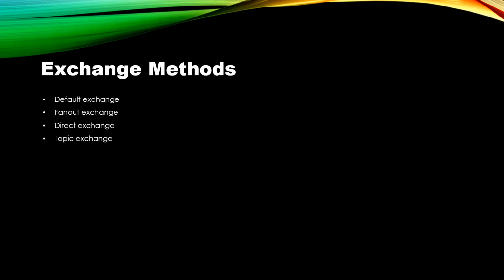Alright, now that we understand the basic components of RabbitMQ, all the required components that go into sending a message, we need to talk about how the message is chosen to send to which queue or which consumer. So these are the exchange methods that we're going to talk about today. The first one is the default exchange, also known as a nameless exchange. Then there's the fan-out exchange, the direct exchange, and the topic exchange. The direct and the topic exchange are similar, and we'll go into that in a little bit.